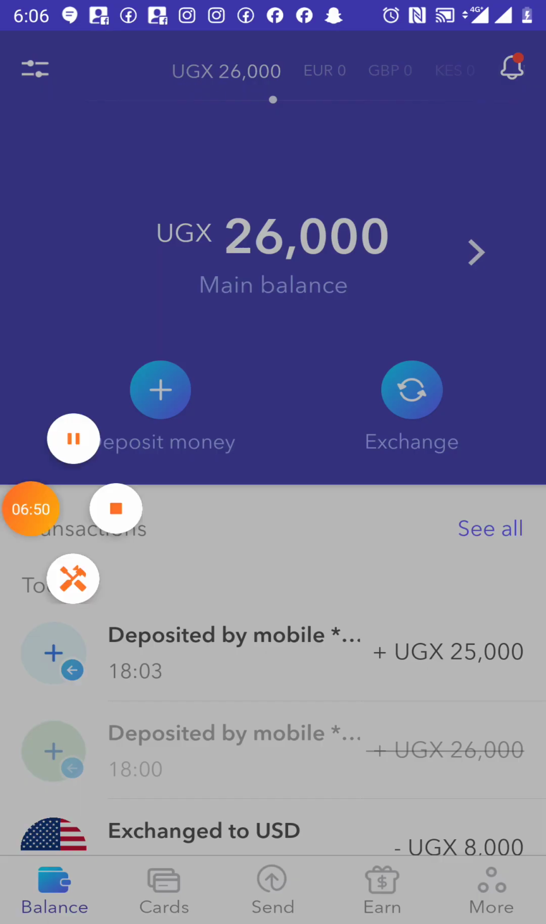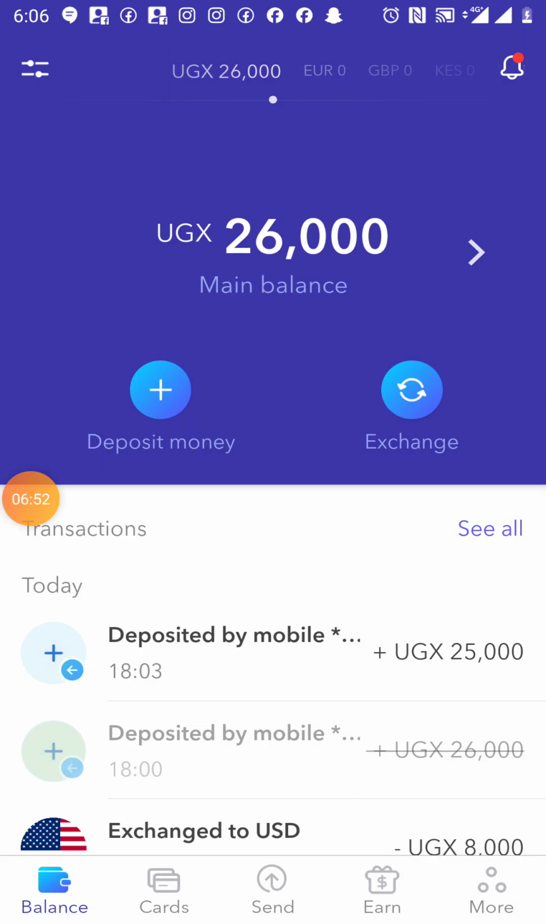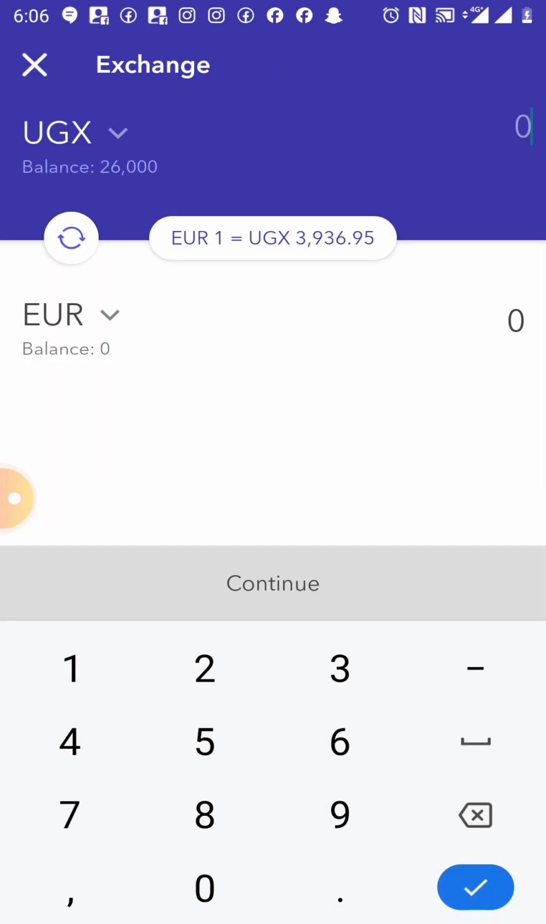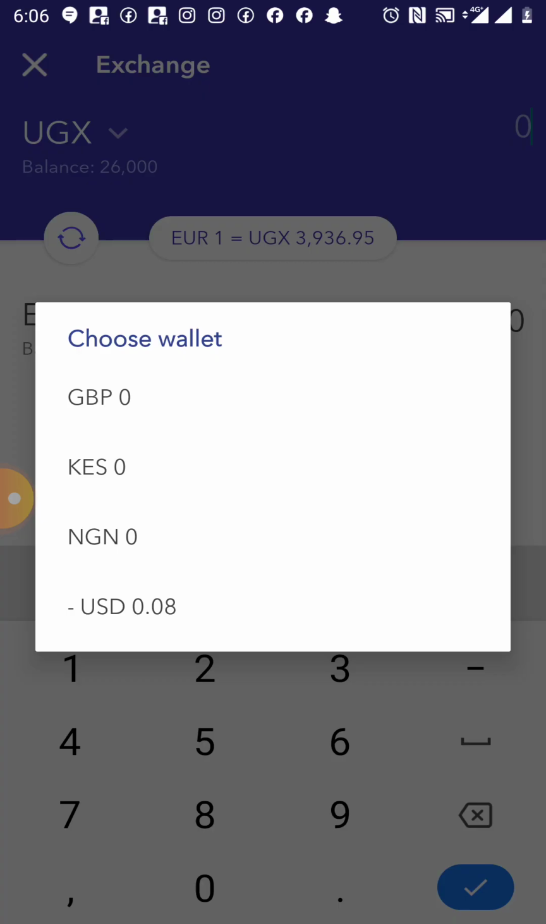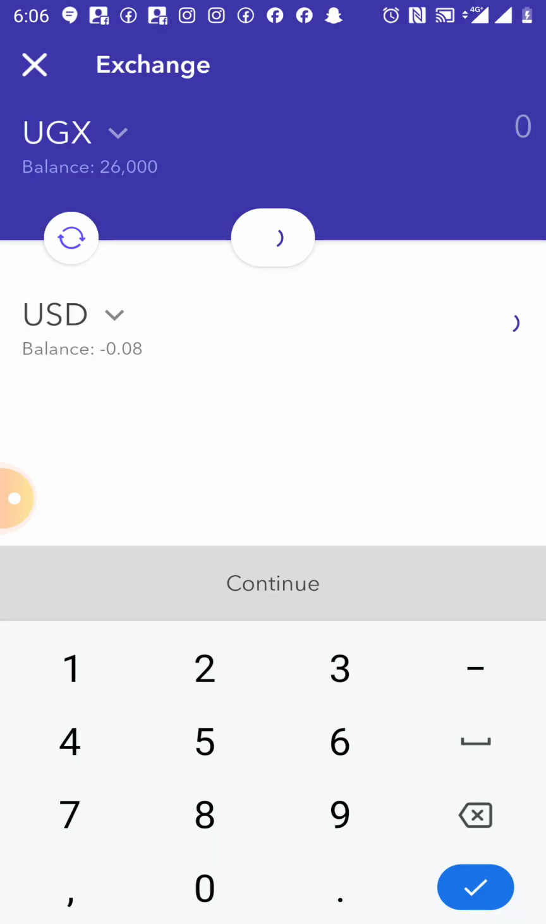Now, the next step that we are going to be doing is the exchange. So we are going to exchange this for what? For dollars. Not euros, but dollars. This is the currency we have, that is Uganda shillings, and if we come here below, we have euros. So if we want to convert to dollars, it means we would go for this.